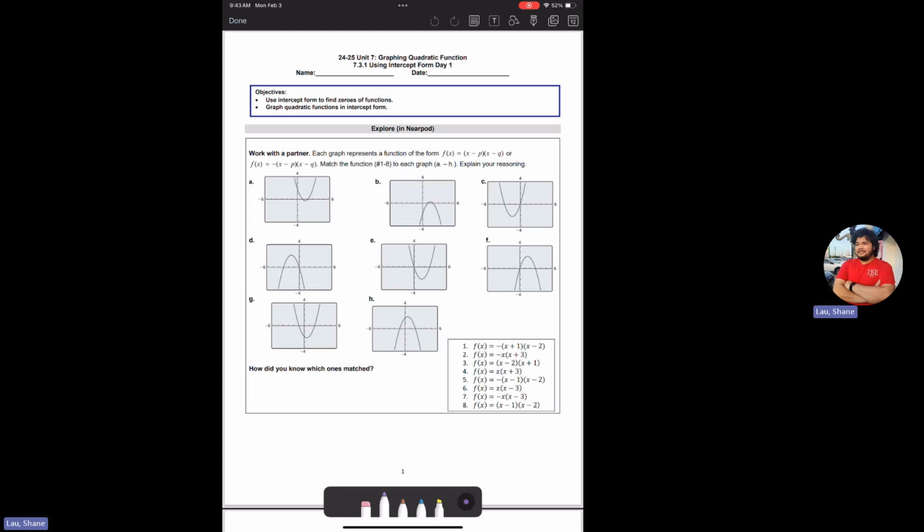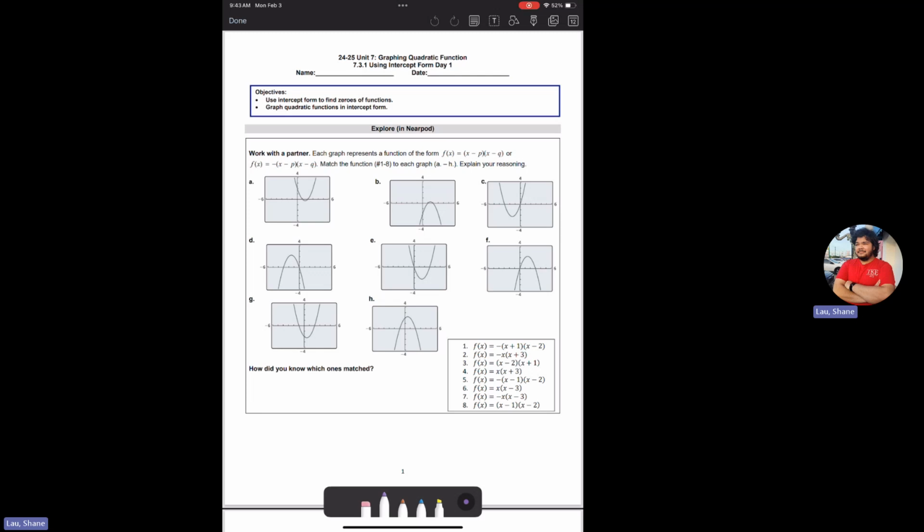All right, let's see. So we are working on using the intercept form. This is our first day of seeing intercept form. A lot of us probably have not heard of it, but it is going to be one of the three forms of quadratics that we will be using for this unit.